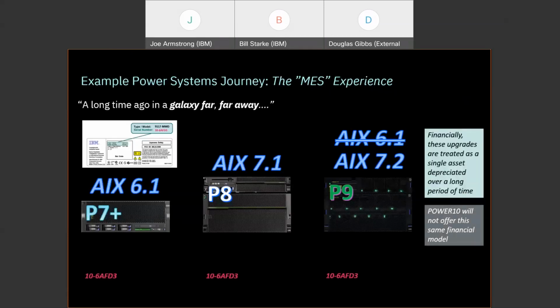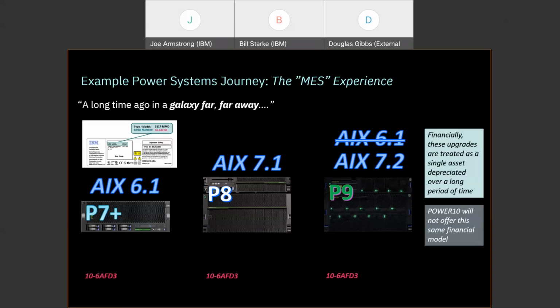One note here: back in the day, a lot of people used to do, and still do, same serial upgrades. These really were mostly for our higher end systems. So Power 7 Plus could go to Power 8, Power 8 to Power 9, and you kept the same serial number all the way down. And people did that for financial reasons. In order to do a same serial upgrade, a certain percentage of the system has to be moved to the new system. It's a law. But Power 10, that's just not possible.